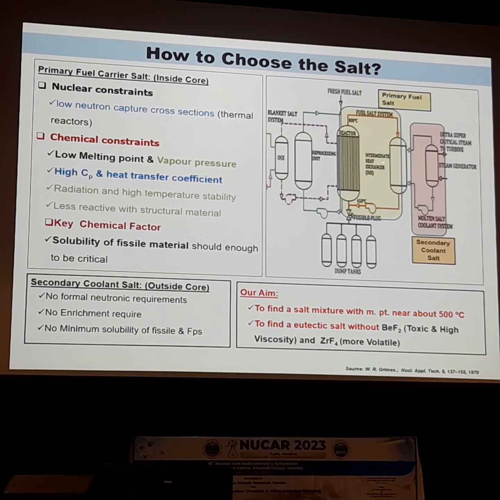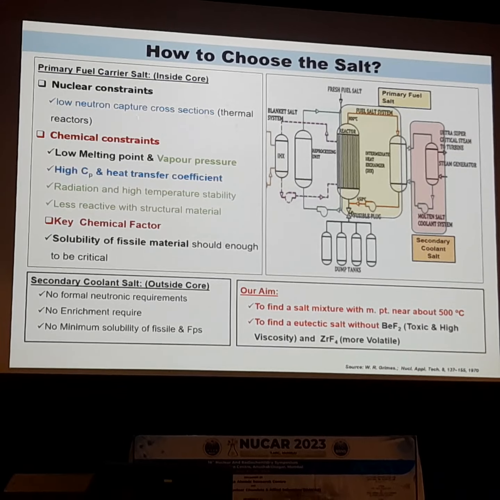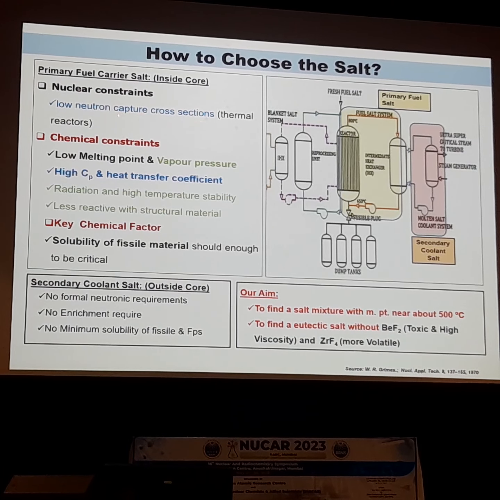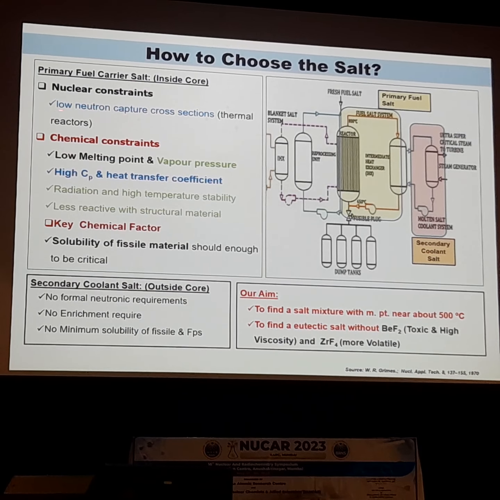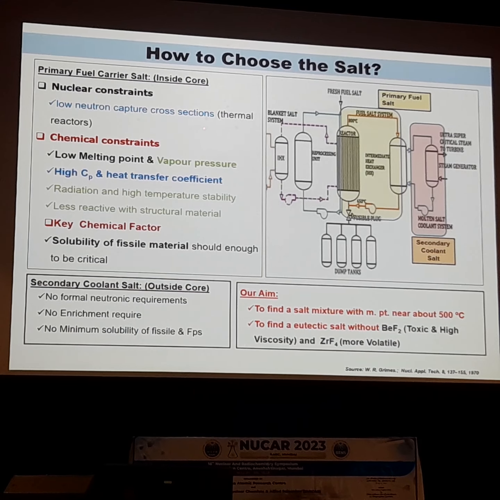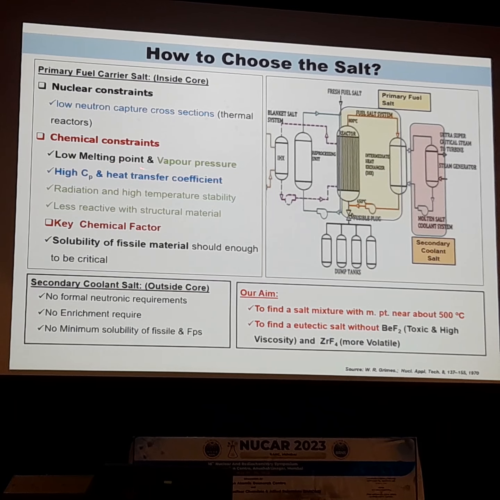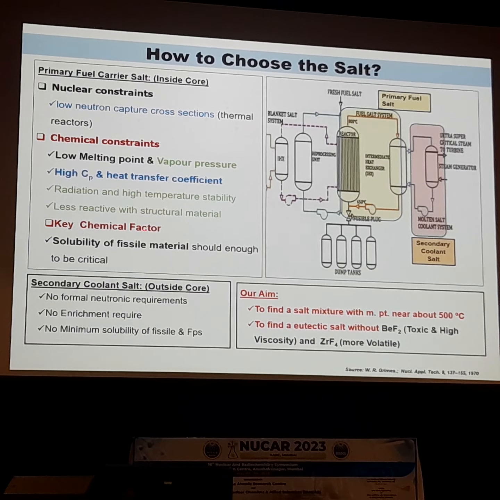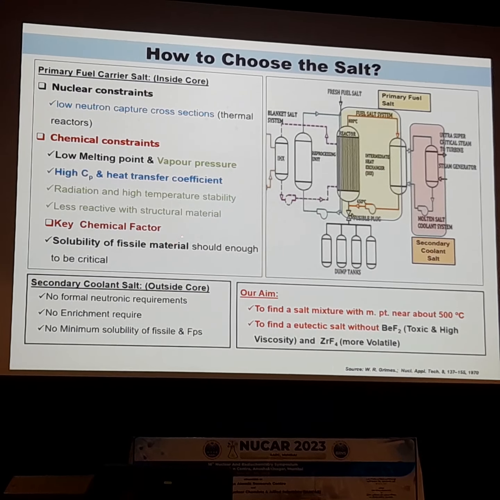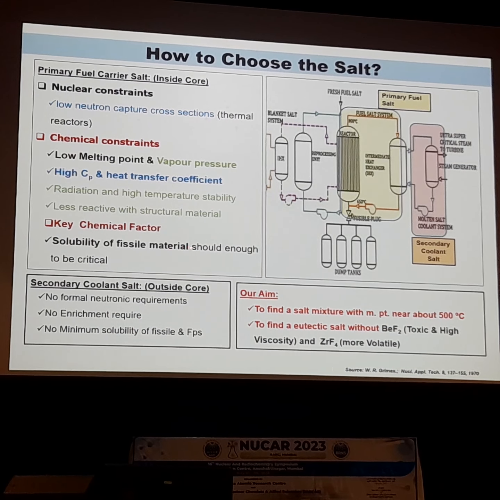In the case of primary coolant, there are two constraints: one is a nuclear constraint and another is a chemical constraint. The nuclear constraint is because it is inside the core, so a low thermal neutron cross section should be there for better neutron economy inside the reactor. At the same time, what are the different chemical constraints? It should have a low melting point, low vapor pressure, high thermal conductivity, high heat capacity, high radiation stability, as well as it should not react with the structural material. But another key factor, as I said, is solubility of the fissile material, which is very, very important and should be enough to make the reactor critical.